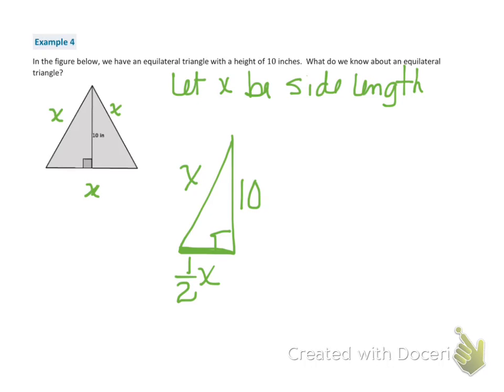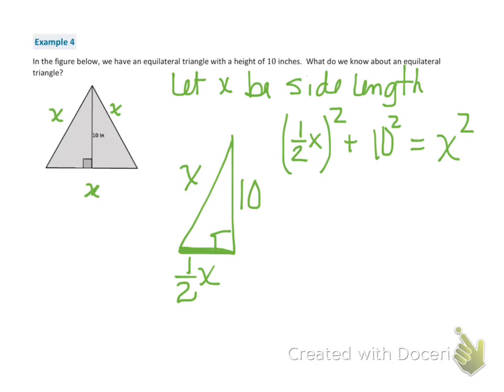Okay, so let's do this. So we know that 1/2 x is one of the sides. And so we're going to square the whole thing. 1/2 x times 1/2 x, right? And that's plus, so it's like a squared plus b squared. 10 we'll call b. So this is 10 squared is equal to the hypotenuse squared. Okay, so we've squared each of the side lengths.